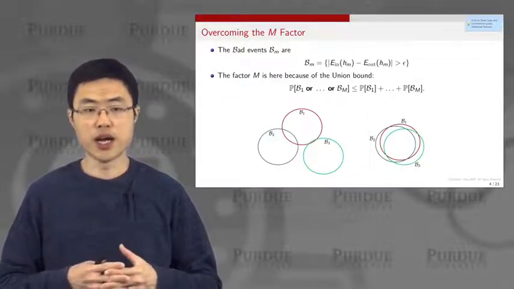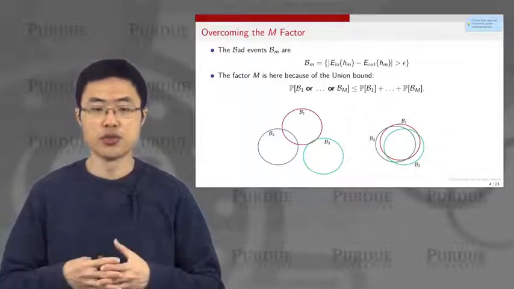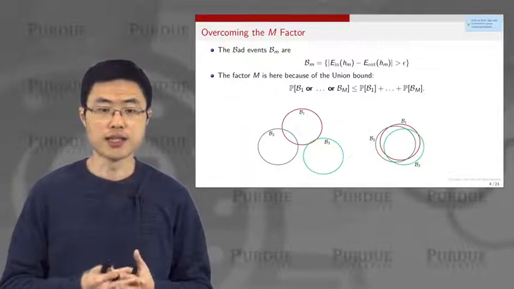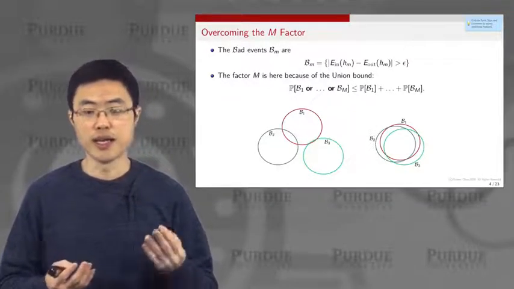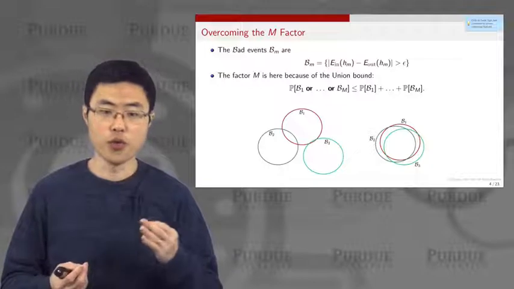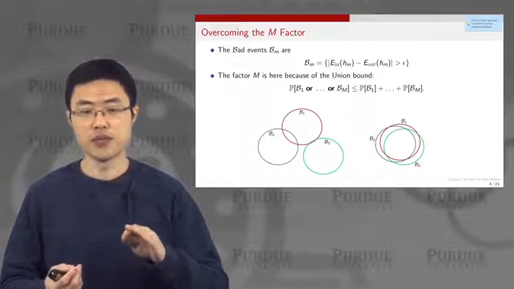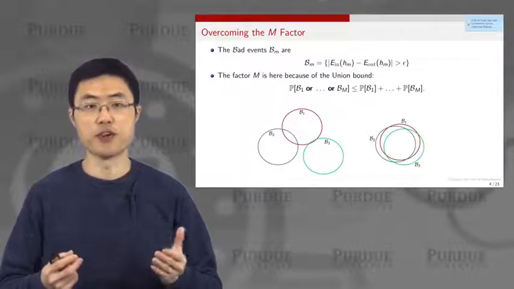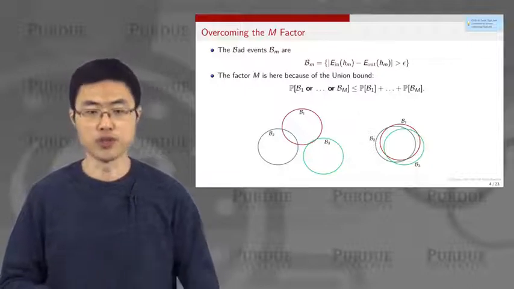Therefore we want to come up with some metric to mitigate the issue that is happening in this union bound. Can we try to understand the overlapping region so that we can minimize the impact of these overlapping regions on the union bound?